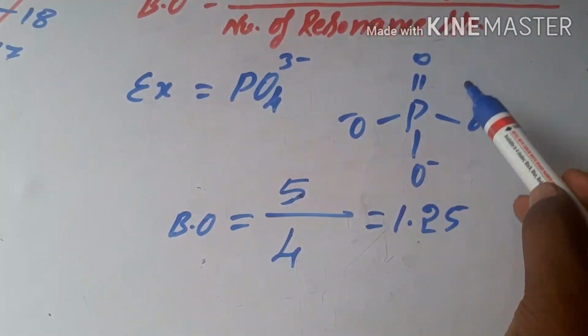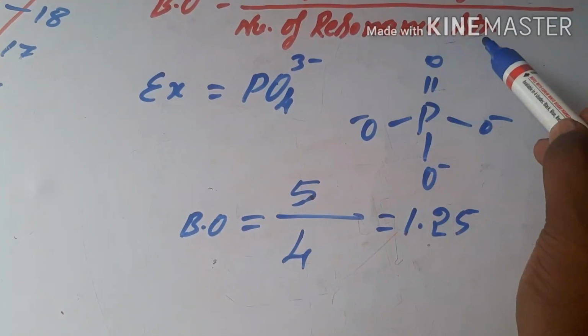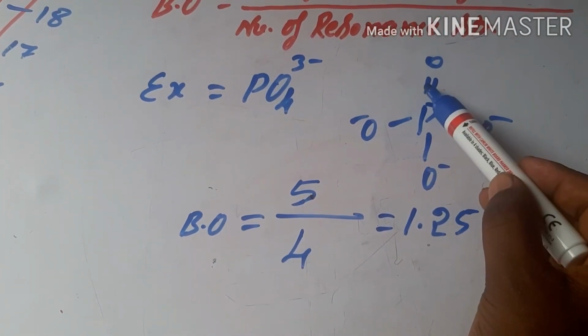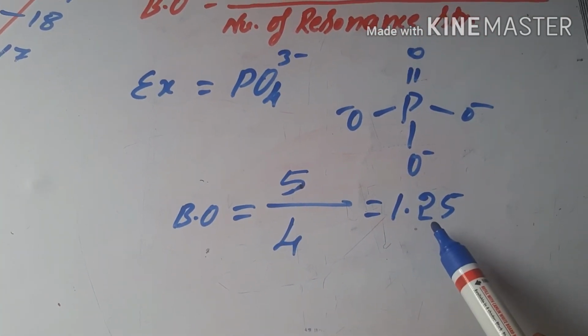The total number of bonds is the number of resonating bonds, and for the number of resonance structures you consider only the single bonds: 1, 2, 3, 4. So 5 by 4 is the bond order 1.25.